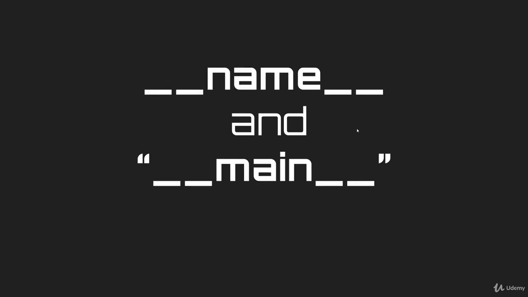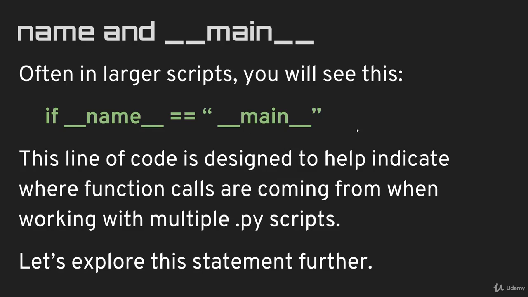Let's finish off by discussing the __name__ variable and the __main__ string. Often in larger scripts, you will see this line of code at the bottom of them. It will say if __name__ is equal to __main__, with 2 underscores at the beginning and at the end of these variables and strings. This line of code is designed to help indicate where function calls are coming from when working with multiple .py scripts. Let's explore that statement a little further.